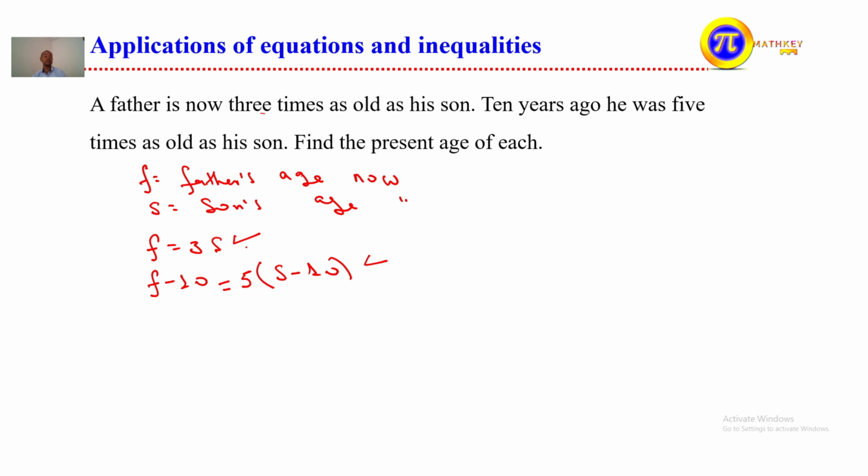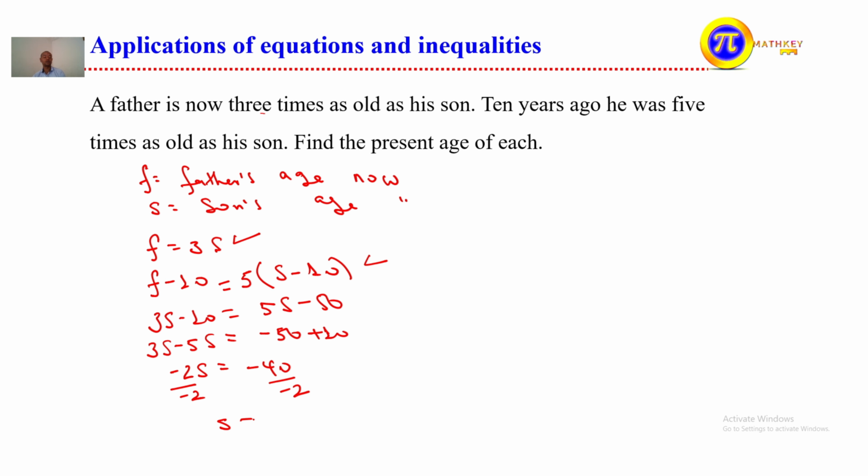We substitute f by 3s. This implies 3s minus 10 is equal to 5s minus 15. Collect like terms: 3s minus 5s is equal to negative 15 plus 10, since when you take negative 10 to the right side, it becomes plus. 3s minus 5s is negative 2s, which is equal to negative 15 plus 10, that is negative 5. So what is the age of the son? Divide both sides by negative 2. s equals 20.